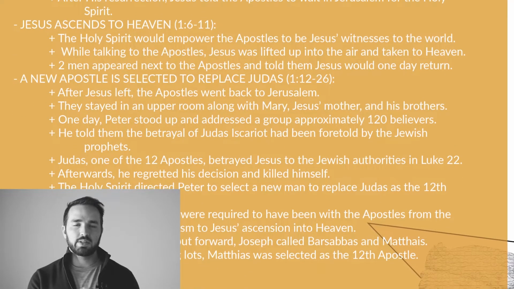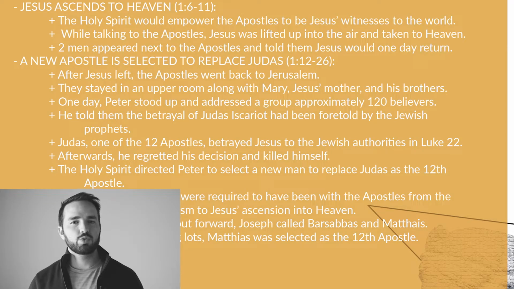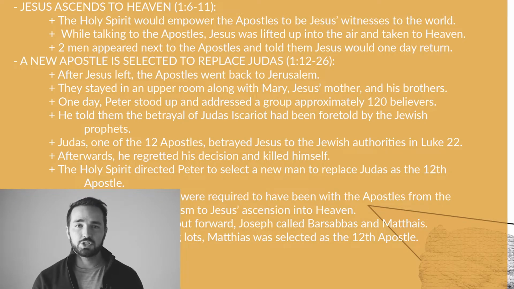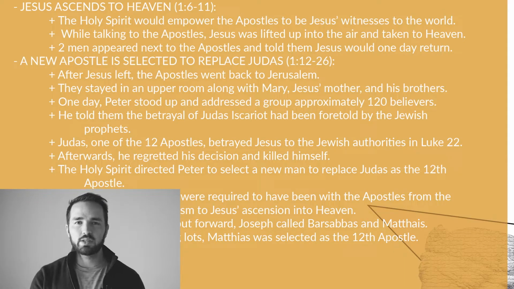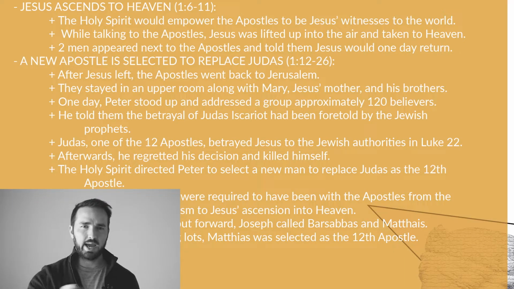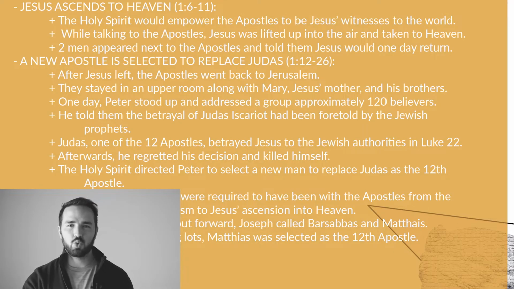So then our last section, verses 12 through 26, this section is about the selection of a new apostle to replace Judas Iscariot. After Jesus left and went back to heaven, the apostles did exactly what he told them to do. They went back to Jerusalem. They stayed in an upper room with some other believers, some women, and Mary, Jesus' mother, and also Jesus' brothers. One day, the apostle Peter stood up, and there was a gathering of some other believers, about 120 of them.